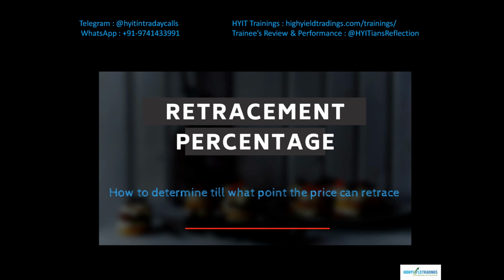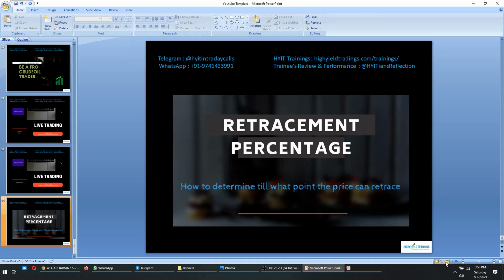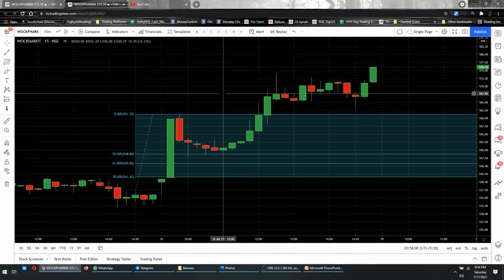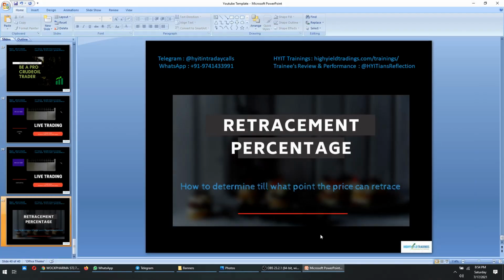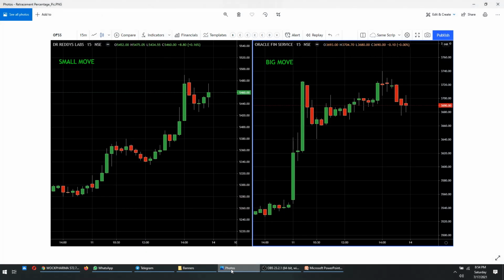So talking about the retracement percentage, let me put my perspective on this, as to how I see these things and how I measure the retracements. In order to anticipate the retracement percentage, I consider the kind of move that the stock is giving. When I say kind of move, I have defined two types of moves here. First is a small move and second is a big move. Let me take you to a pic here, which I've already prepared.